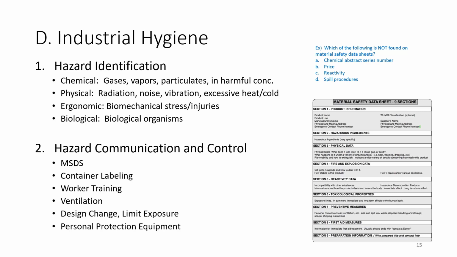Industrial hygiene is about protecting the health and the safety of people in the workplace. The workplace hazards may be chemical, physical, ergonomic, or biological. Effective strategies include hazard communication, such as using MSDS, Material Safety Data Sheets, container labeling, worker training, and hazard controls such as using ventilation, personal protective equipment, and limiting exposure.